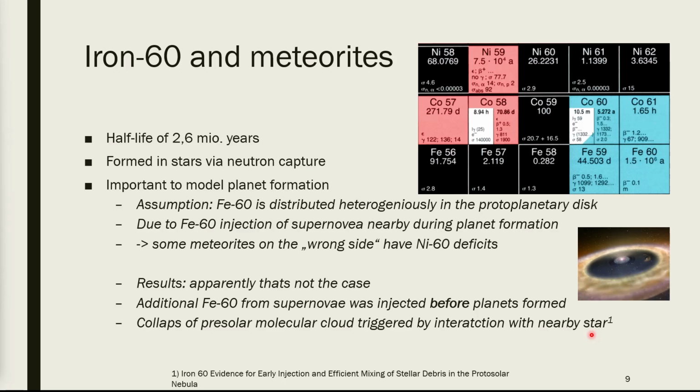Yeah, and as you can see, pretty much every meteorite that we can measure here has the same nickel-60 content, meaning that this iron-60 distribution was homogeneous. Okay, that was really quite some tough stuff, even for me to say in English, because I'm a native German speaker. And yeah, if you understood even just 1% of the last slide, I'm quite proud of you.